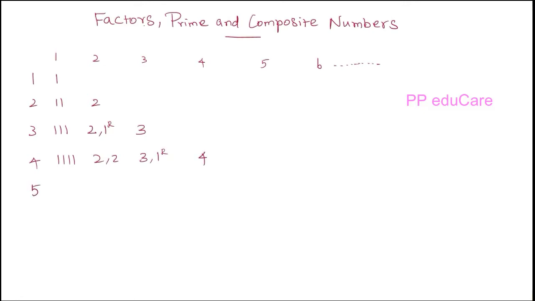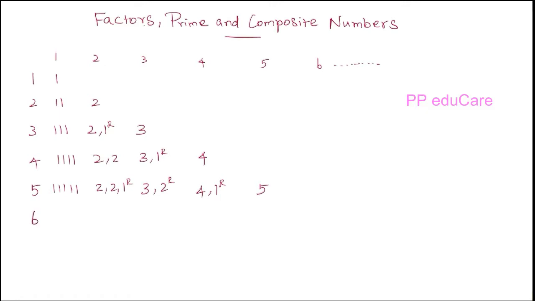In 5 there are 5 1s, 2 2s and the remaining is 1. 1 3 and the remaining is 2. 1 4 and the remaining is 1. And in 5 there is only 1 5.